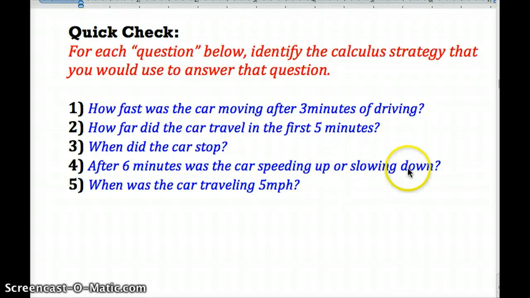Great. Speeding up or slowing down is acceleration. Again, they give you time. So you're going to find the acceleration, which is the second derivative, and plug in 6, and then you're going to look at whether it's positive or negative. How about number 5? Excellent. 5 is another equation that you set up, and it's a velocity equation.